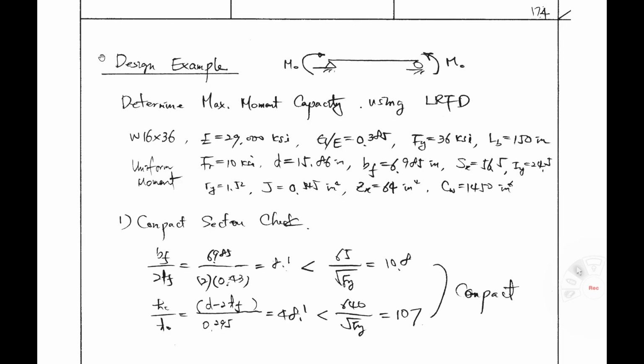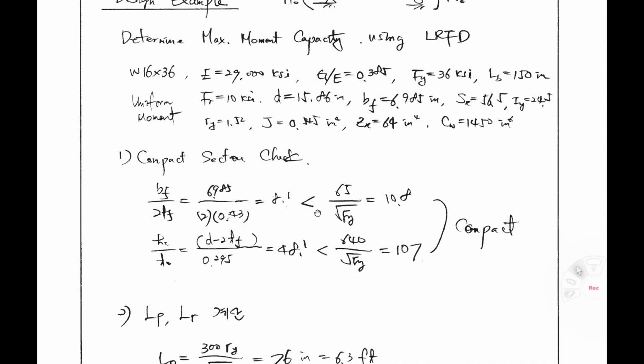Now, look at the design example. This beam is subjected to end moment M0. Determine the moment capacity using LRFD. W16x36 is a wide flange section. The elastic modulus, shear modulus, and every property are provided. The unbraced length is 150 inches in this case. So let's check the compact section. The flange width-thickness ratio is less than the limitation, and the web height-thickness ratio is less than the limitation. So the section is compact.